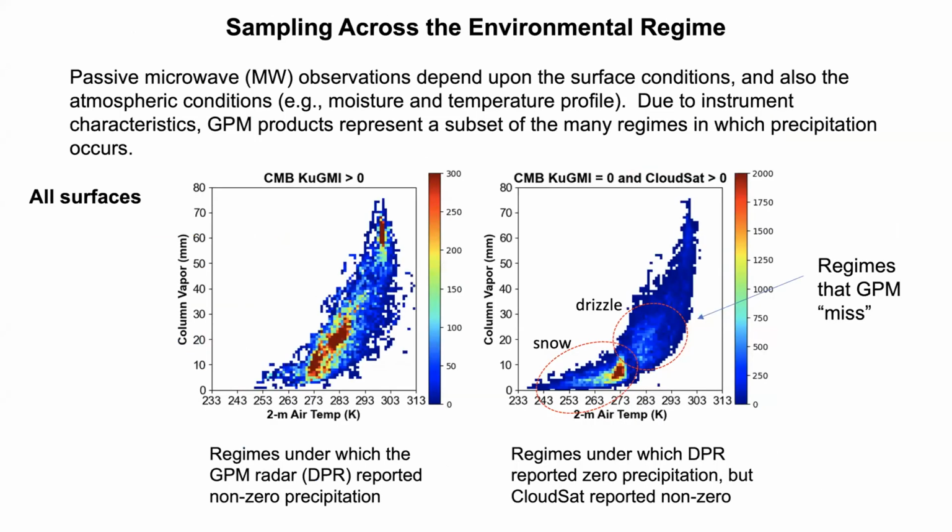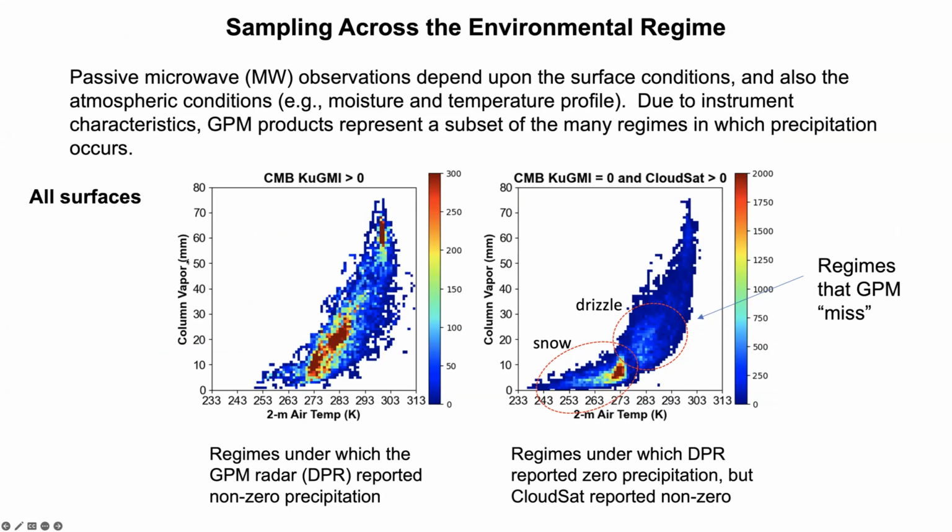And this is a busy slide, but there's a takeaway to it. On the left, I've simply shown the DPR radar, which is GPM's current operating radar. It's the dual frequency precipitation radar. What I've simply plotted here is anywhere that it detected non-zero rain, and I plotted it in a space that's the 2 meter air temperature, so that's temperature on the x-axis, and then the total column water vapor on the y, which is a measure of moisture.